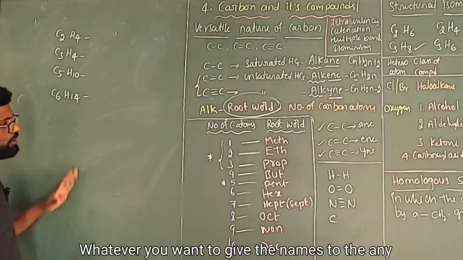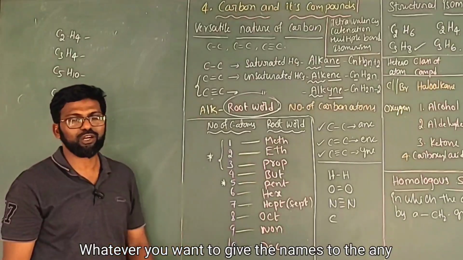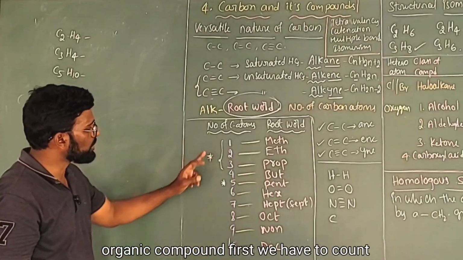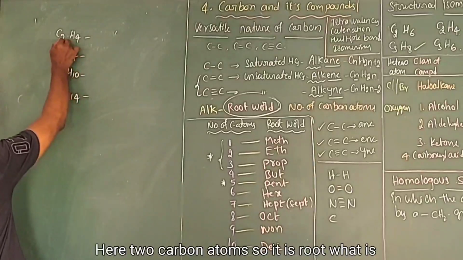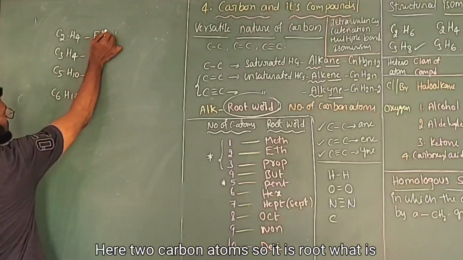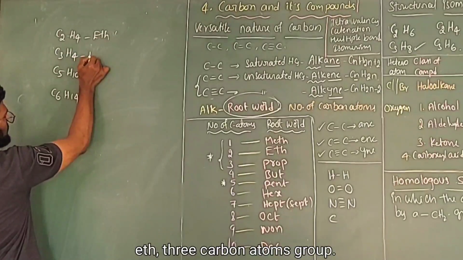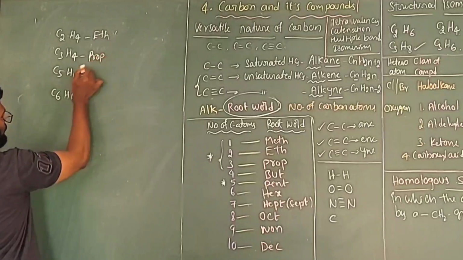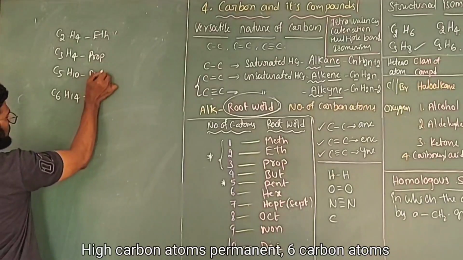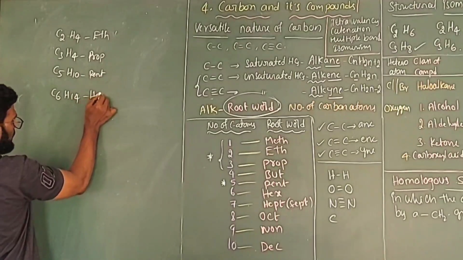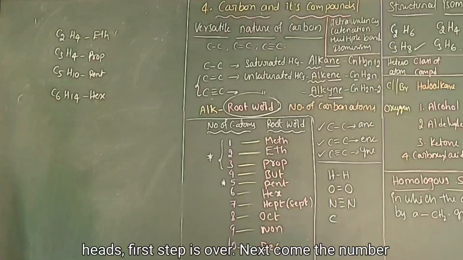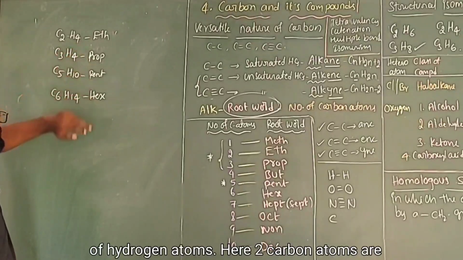Right. Now what I said, whenever you want to give the names to any organic compound, first you have to count the number of carbon atoms. Here 2 carbon atoms, so the root word is eth. 3 carbon atoms, prop. 5 carbon atoms, pent. 6 carbon atoms, hex. That's over. First part is over. Next, count the number of hydrogen atoms.